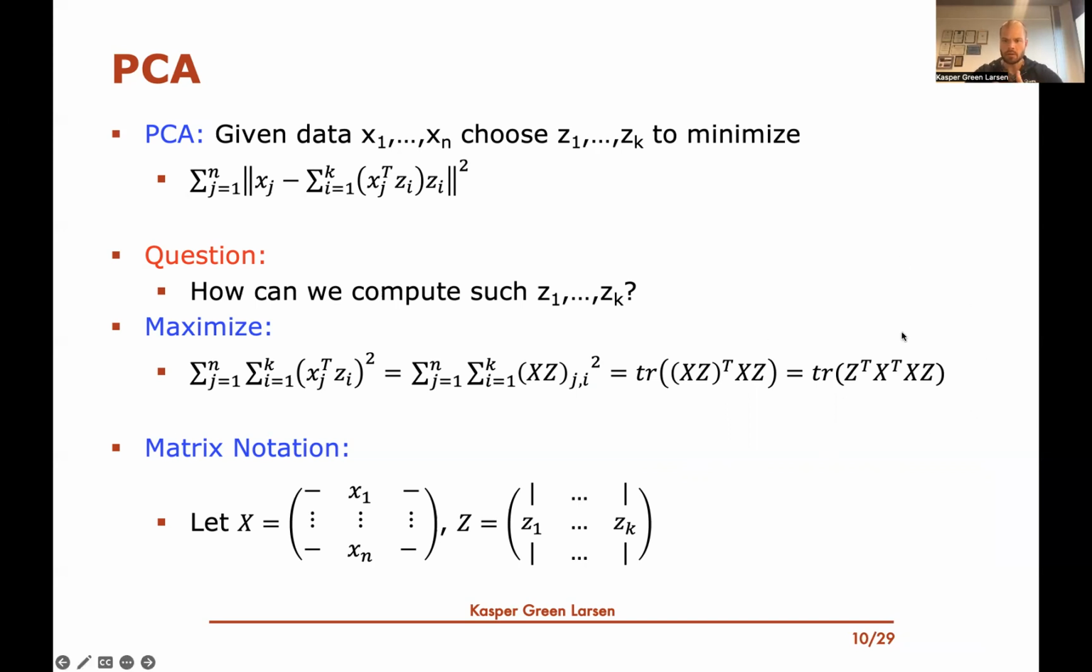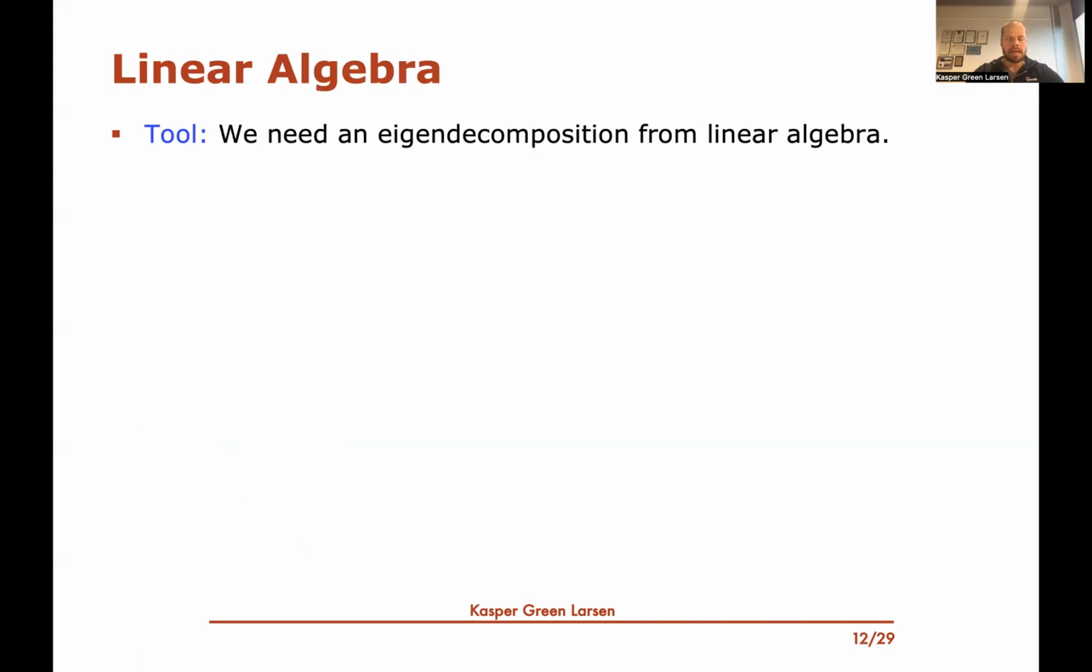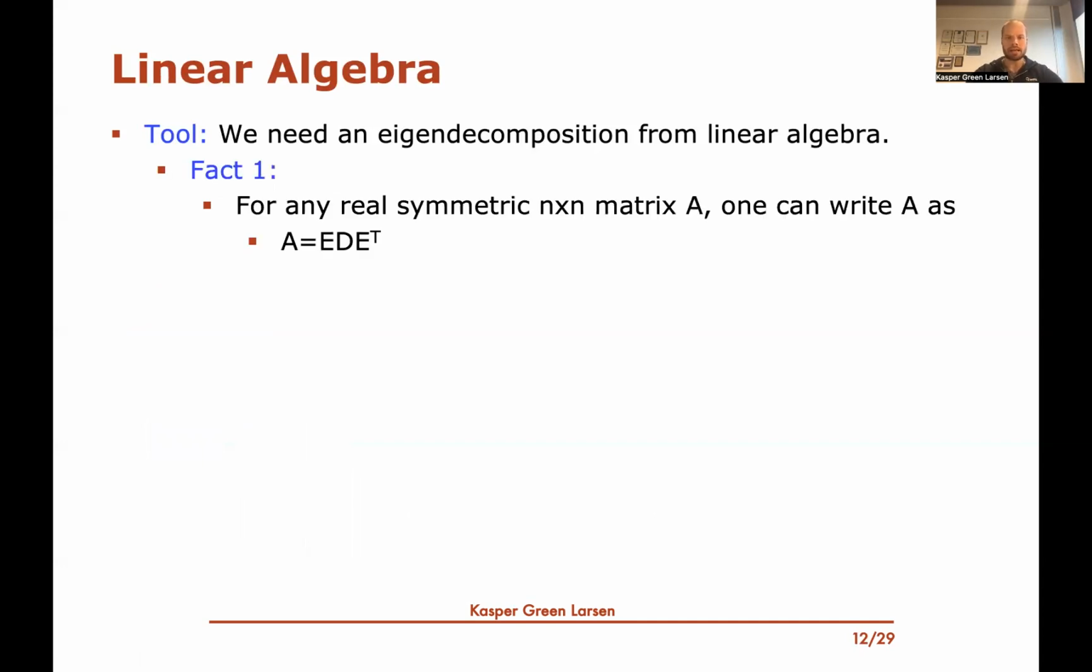Okay, so let's try to have a closer look at this trace and see what we can do. So this is just what we're maximizing, right? Maximizing this trace. Now, we need something from linear algebra to proceed here. We need what's called an Eigen Decomposition. So what is an Eigen Decomposition?